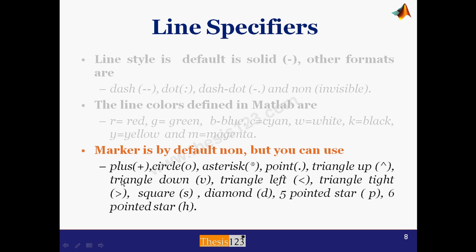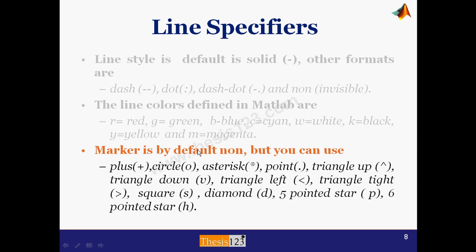And what are the different markers we can use? Markers mean the points, how the different points are represented. It may be plus. If you use a plus, all the dots are represented with a plus instead. Others are circle, asterisk, point, upper triangle, triangle down, triangle left, triangle right, square, diamond, D for diamond, five-point star for P, and six-point star for H. So we can represent the line with line style, line color and marker. These are all called line specifiers.